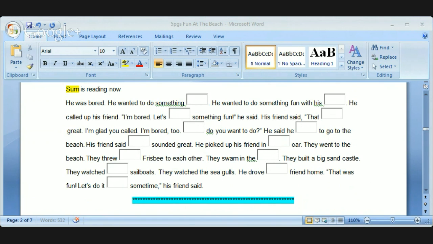They threw a frisbee to each other. They swam in the ocean. They built a big sand castle. They watched the sailboats. They watched the seagulls. He drove his friend home. That was fun. Let's do it again sometime, his friend said.